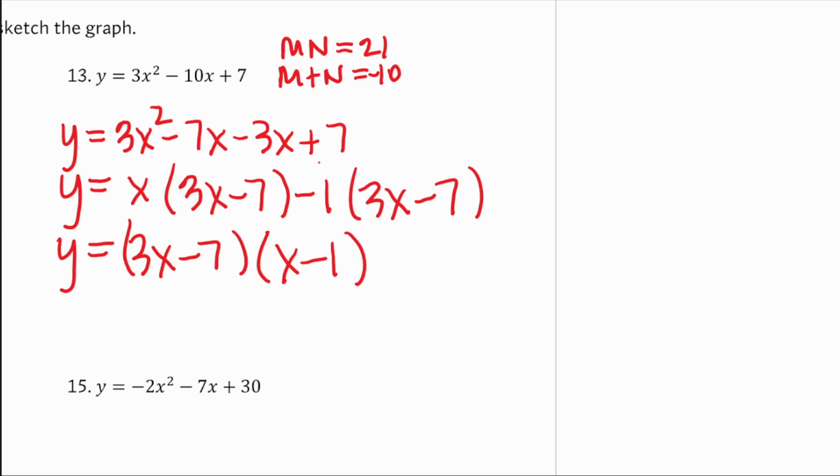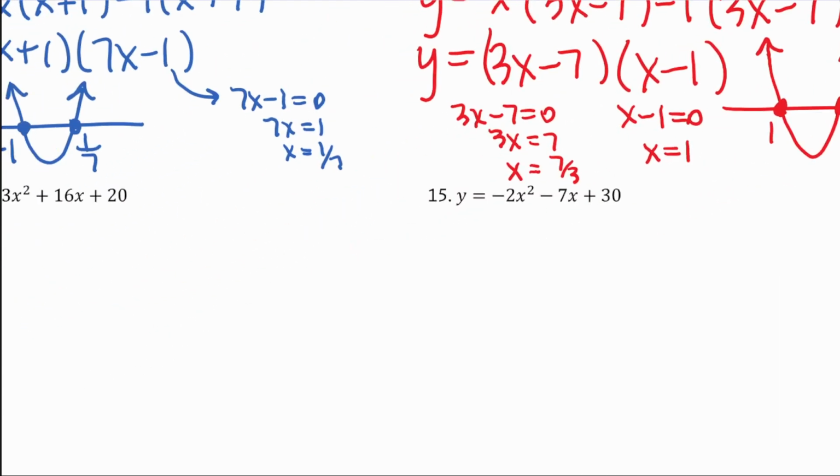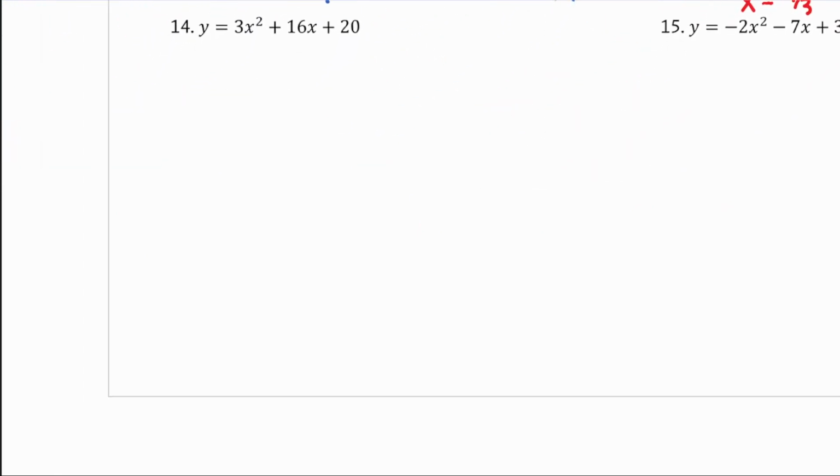Okay, I've got a parabola, and it's going to open upwards because of this positive 3. And okay, it's going to have 2 x-intercepts that correspond with, all right, 3x minus 7. Okay, that could equal 0 when 3x equals 7 and x is 7/3. x minus 1 could equal 0, then that would be where x is 1. Okay, 7/3, well, that's bigger than 1, that's bigger than 2, so let's say that's 1, and this is 7/3. Right.